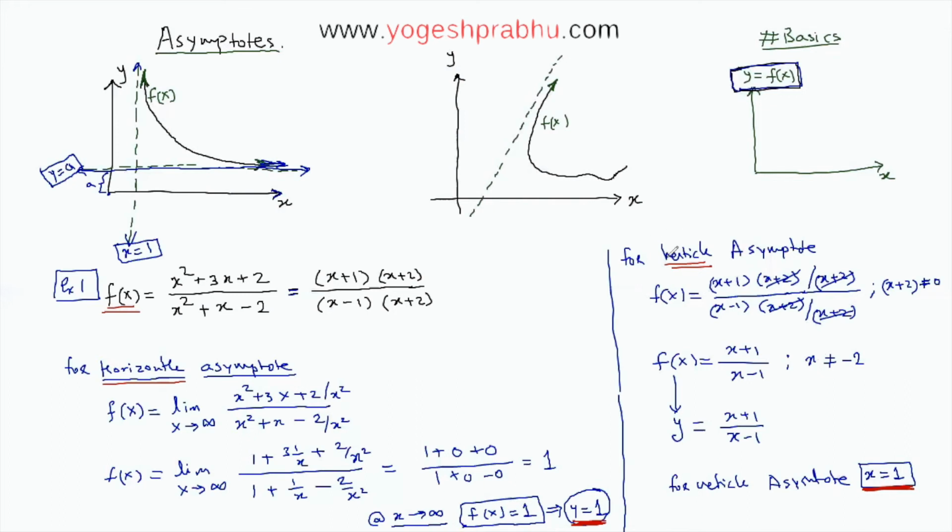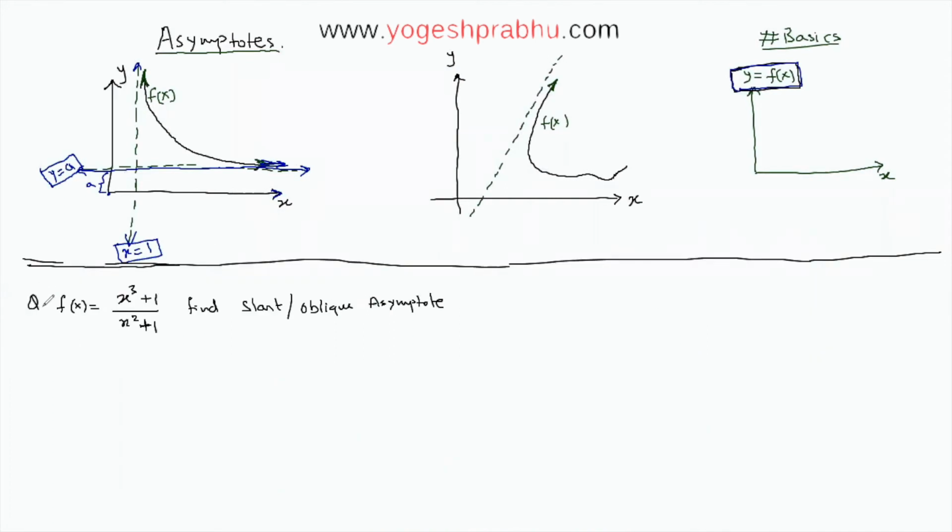Now we will see one more question, and there we'll deal with the slant asymptote. So I'll take an example for that also, and we will solve the question. Now consider the next question over here, and we have a function f of x given to us. We can write this as y, and we have to find a slant or oblique asymptote. So how do you solve this?